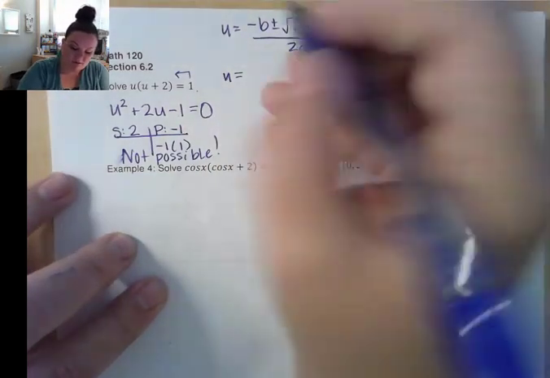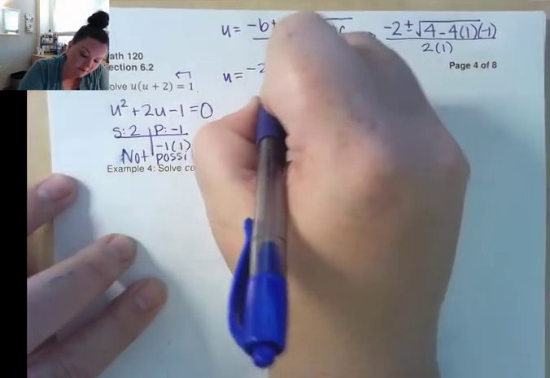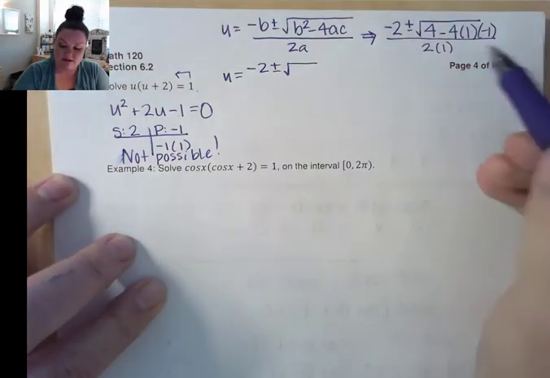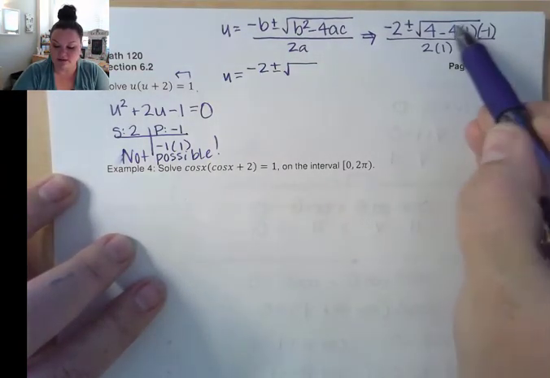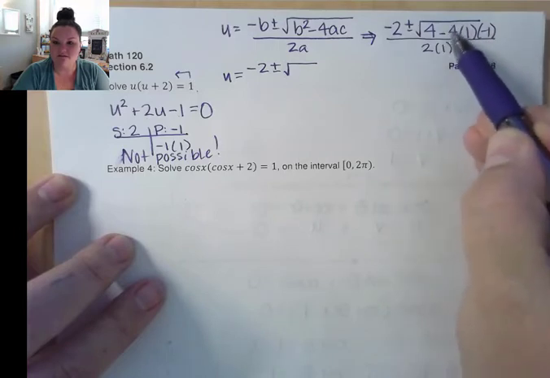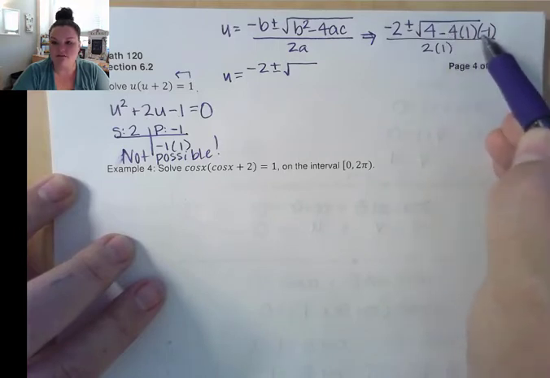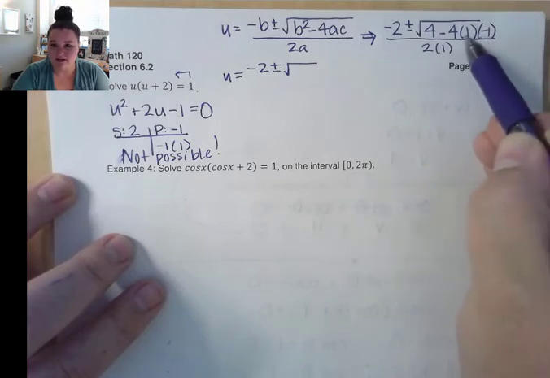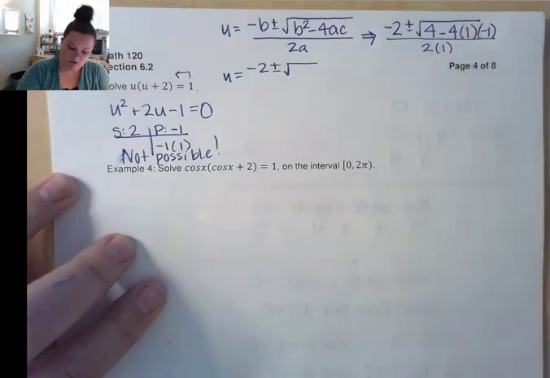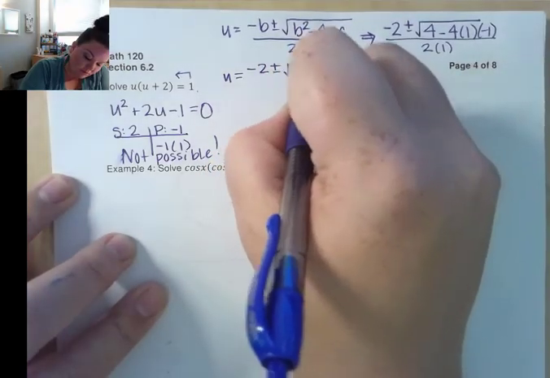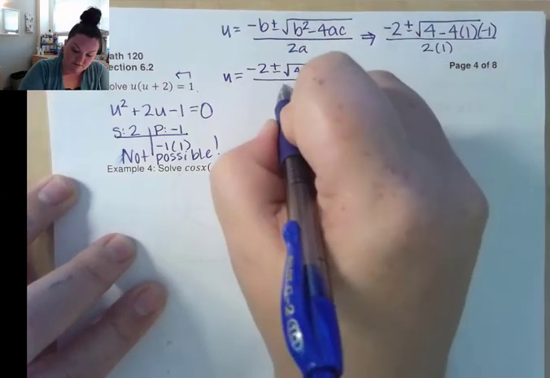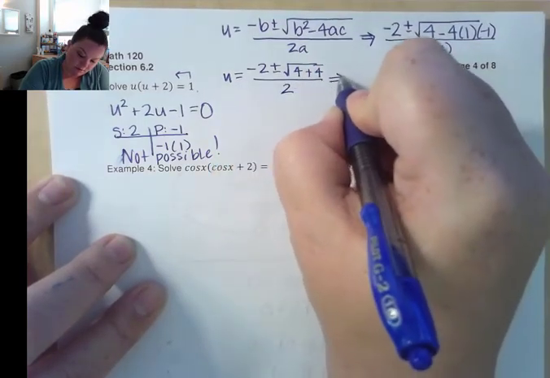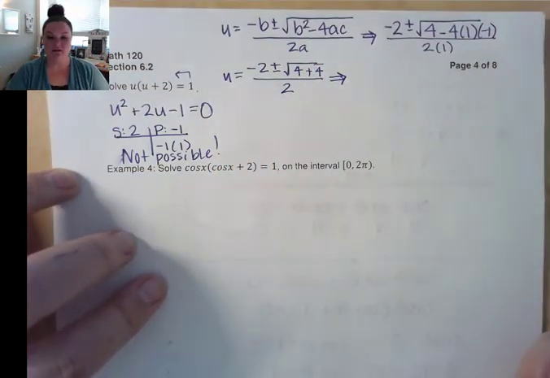So u is equal to, I have the negative 2 out here, plus or minus the square root. Now, under here, when I multiply these three numbers together, I have a negative in front of the 4, and I have a negative 1. So negative times negative is going to make that a positive, right? And 4 times 1 times 1 is just 4. So I have the square root of 4 plus 4, all over on the bottom 2 times 1 is 2. Okay, and I keep simplifying.